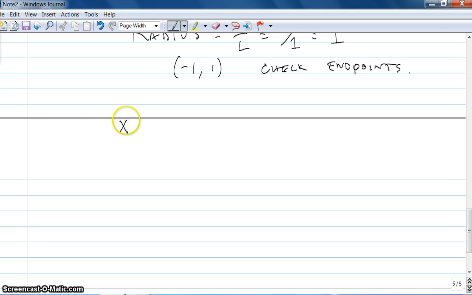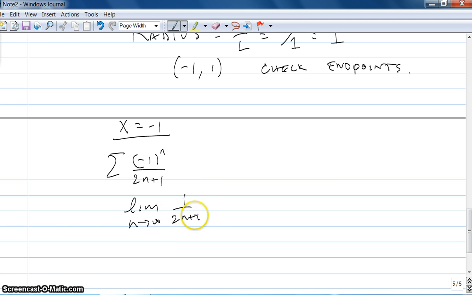Okay, so let's do x equals negative 1. When x equals negative 1, I've got negative 1 to the n over 2n plus 1. And this is an alternating series. The limit as n goes to infinity of 1 over 2n plus 1 equals 0. That's the first part of the alternating series test. The second part is that it's decreasing.